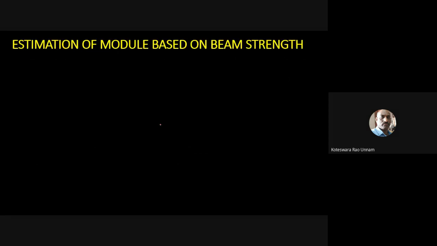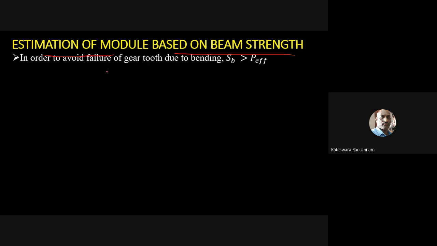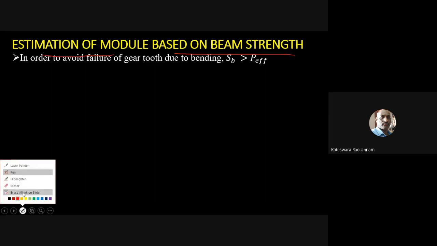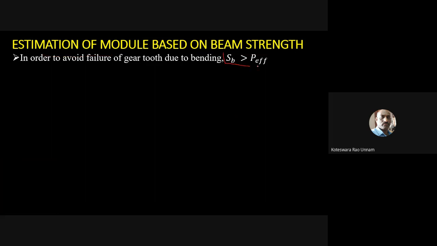So that is our next topic: estimation of the module based on the effective load. It's not beam strength. Okay, you can call it beam strength only, but effective load. In order to avoid the failure of a gear tooth due to bending, this is the criterion: your beam strength should be greater than your effective load. Then you can say the tooth is going to be safe.